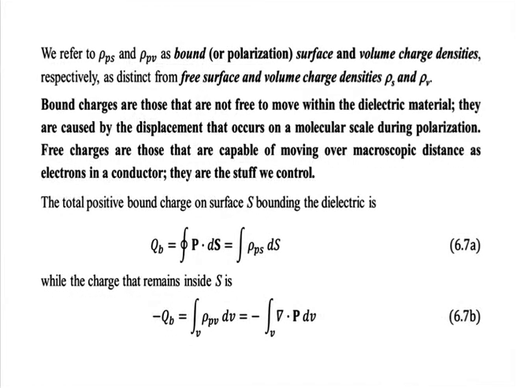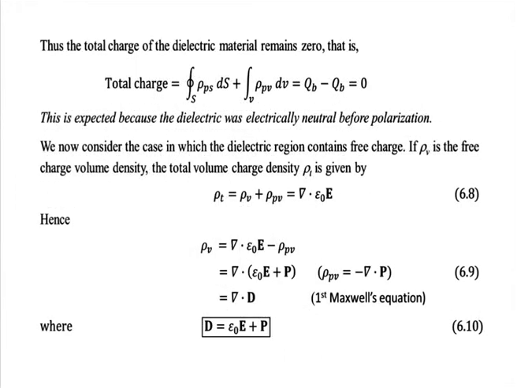We refer to rho Ps as the bound surface charge density while rho Pv as the bound volume charge density, while rho s and rho v are the free surface charge density and volume charge density respectively. The total positive bound charge on surface S bounding the dielectric is given by equation 6.7a, which is equal to Qb, and the charge that remains inside the surface is given by equation 6.7b, which is equal to minus Qb. Now, since the dielectric was electrically neutral before polarization, the total charge will be equal to 0.